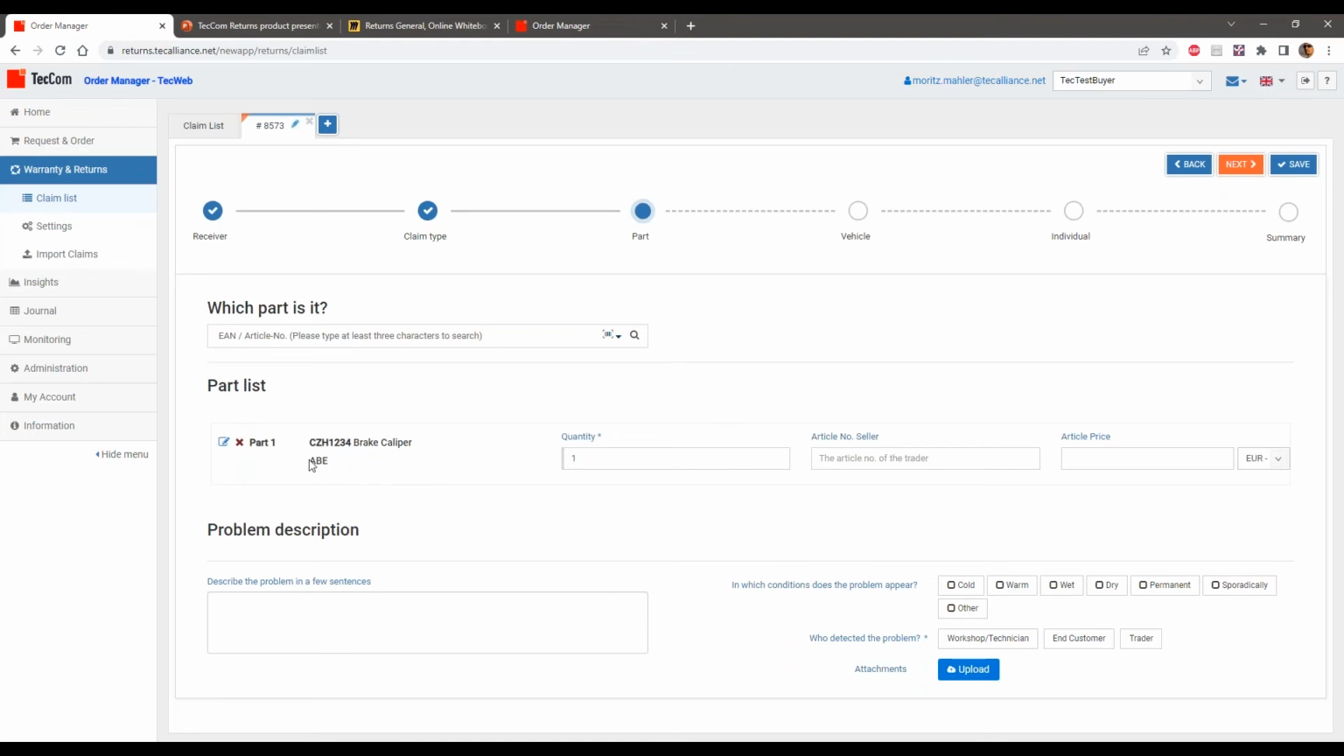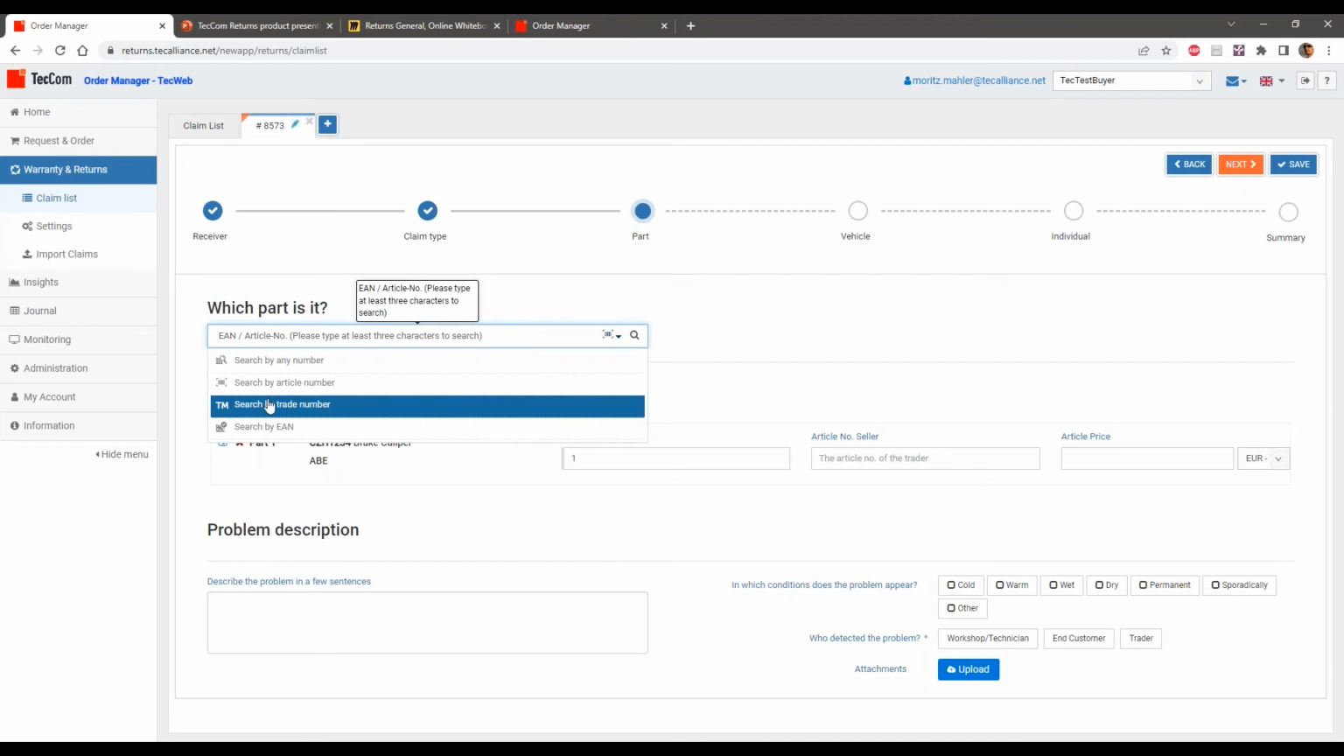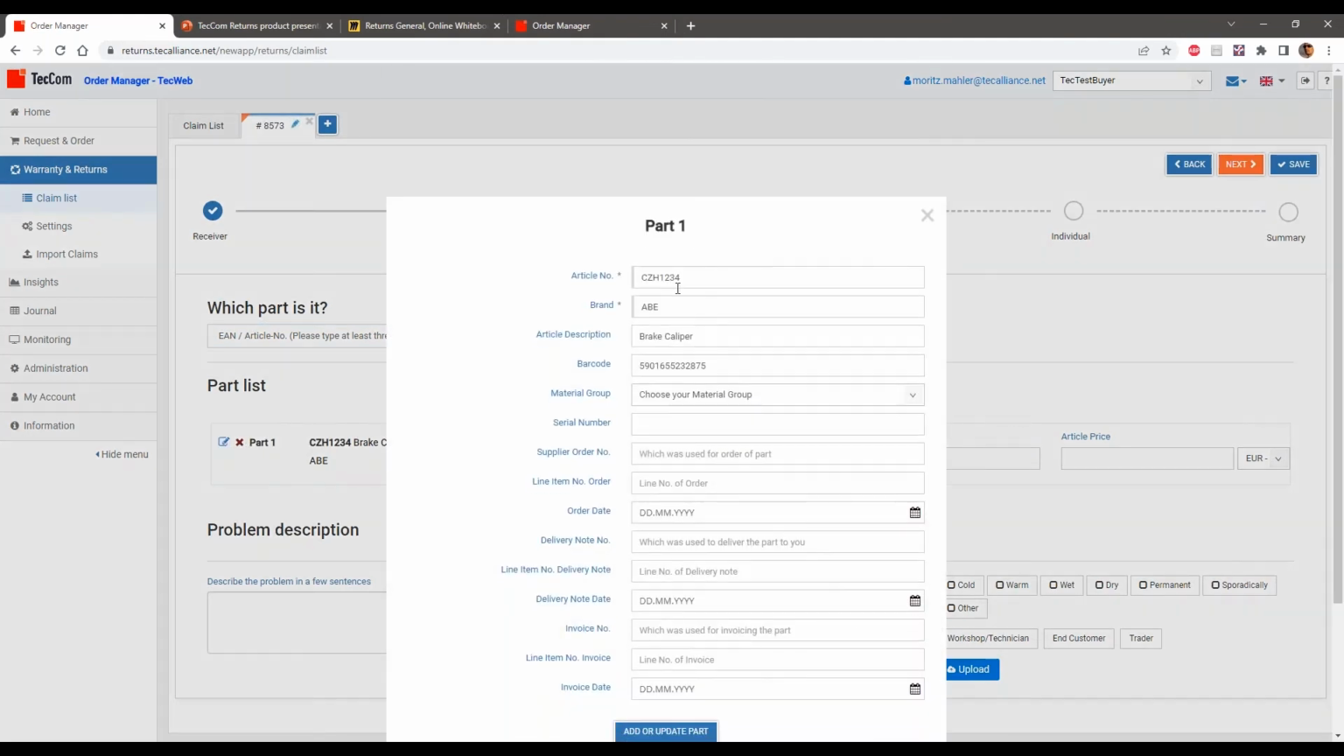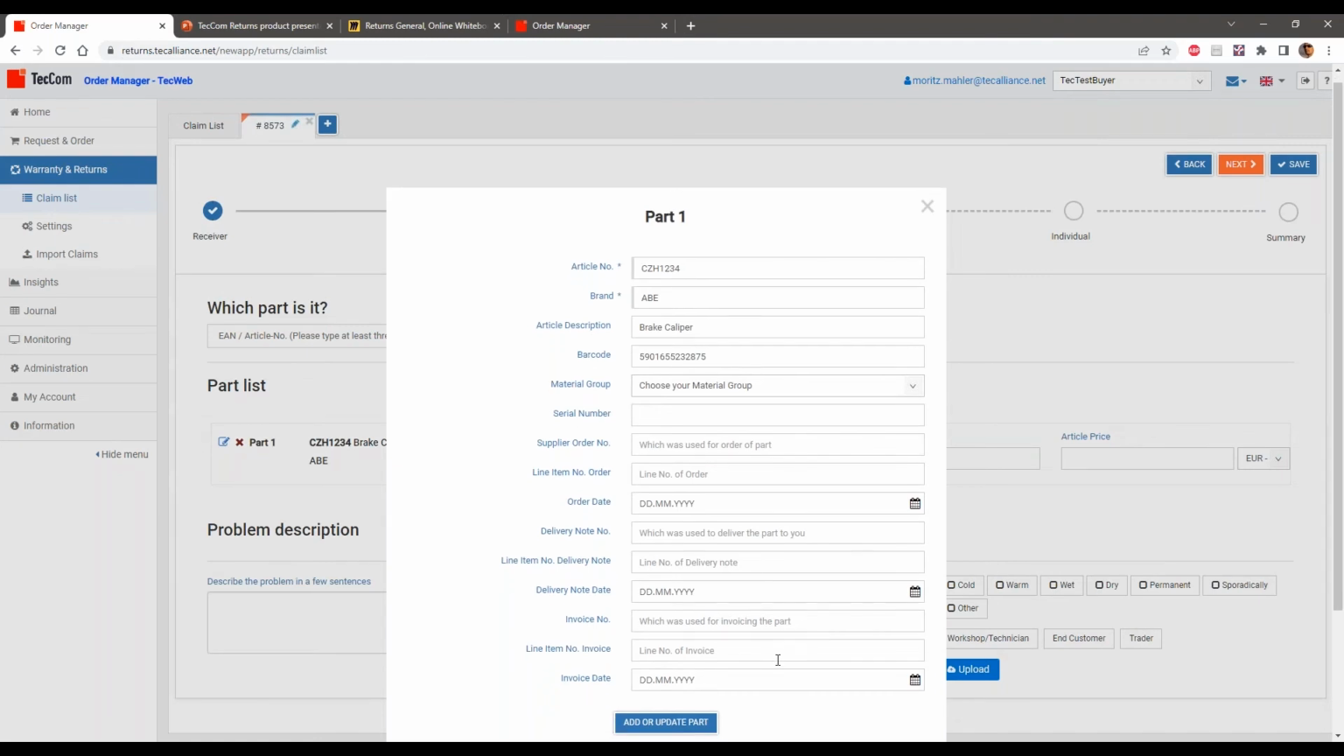We have selected it. So I entered something here, and you see we have an autofill, and we can also search here for EAN number, article by any number, whatever. So if you have a scanner on your PC, you can just scan this part. If you want to give a little bit more information, you can write it in.